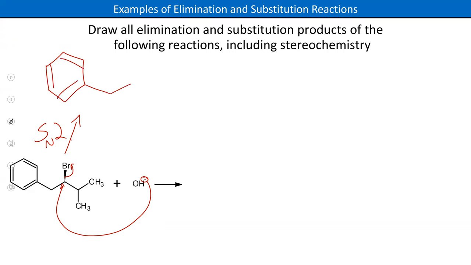And the easiest way to draw that is, if your leaving group is sticking out of the board, your new group, alcohol in this case, is going to be sticking into the board in the same spot. You could rearrange it and redraw it and make it different. That's the easiest way to do it.